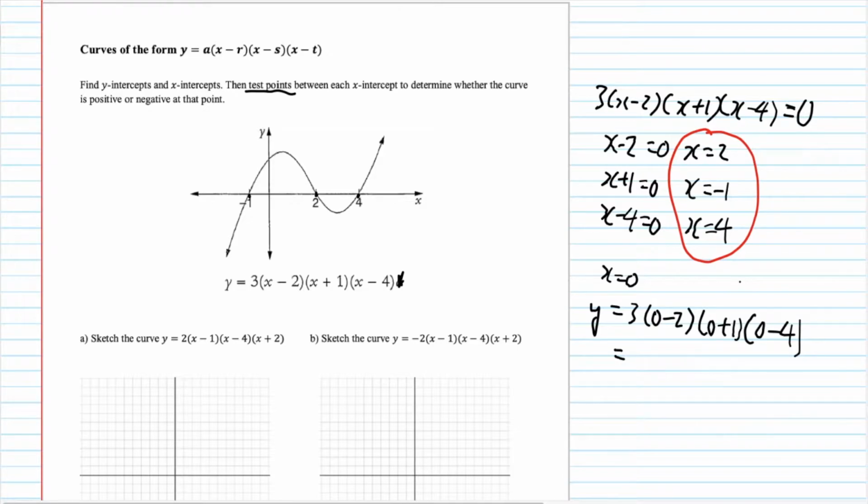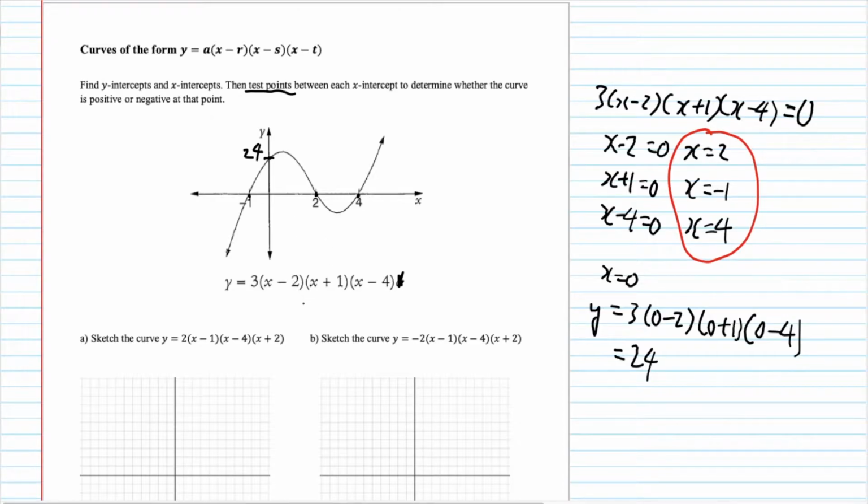So what does this equal to? Well, you can use a calculator for this. Actually, I don't need to. I'll just do it in my head. So you get minus 2 times 1, which is minus 2, times minus 4, which is 8. 8 times 3 is 24. So the y-intercept should be somewhere here.